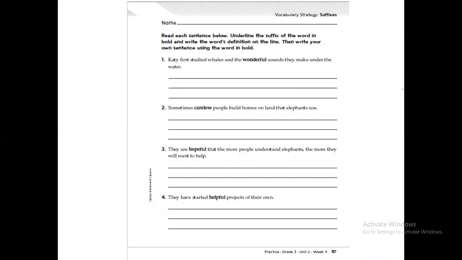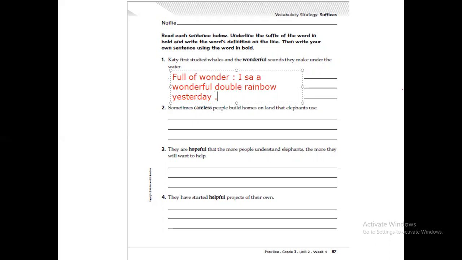So the first word here is wonderful. What's the meaning of wonderful? It means full of wonder. So let's write it here. Full of wonder. Like, I saw a wonderful double rainbow yesterday.